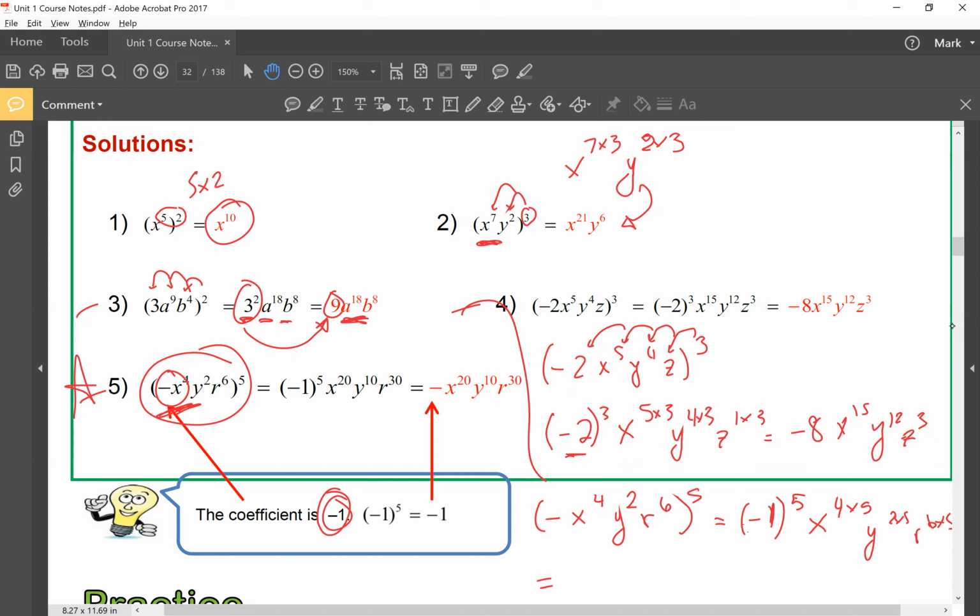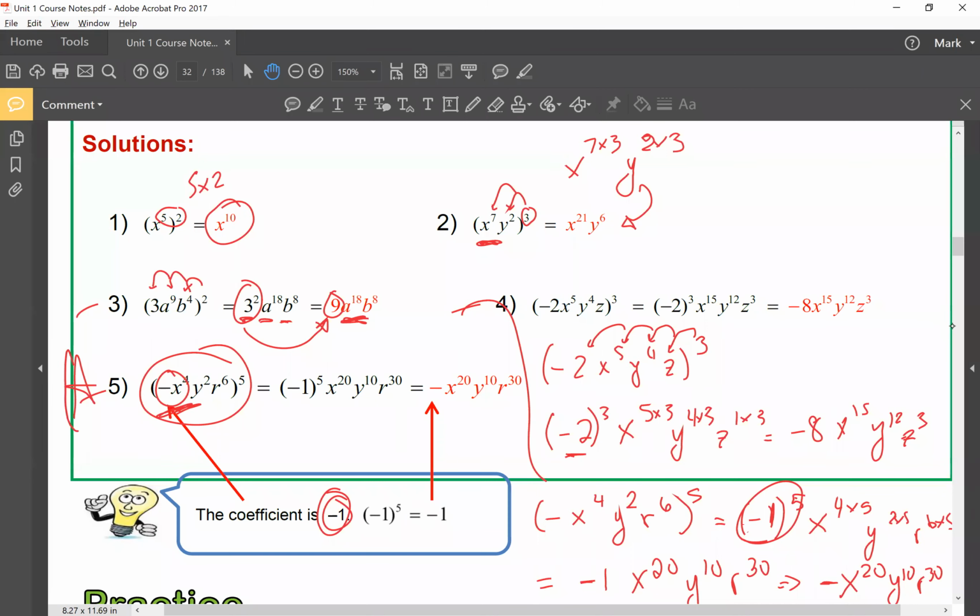So my answer, I would get a -1. You can do that on your calculator. x to the 20, y to the 10, and r to the 30. This can be simplified to just be -x^20 y^10 r^30. Sorry about the messy writing there. I ran out of room.